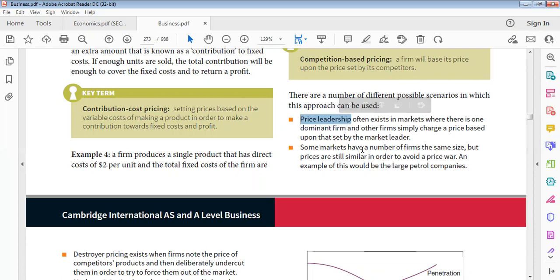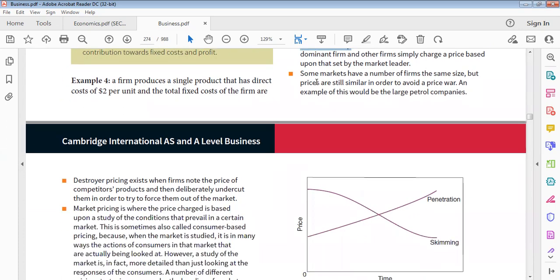So you're the big boss. That means whatever price you charge, other small firms are going to follow you, because no one can actually charge a different price than you, as you're the expert in this market. Some markets have a number of firms of the same size, but prices are still similar in order to avoid a price war. So maybe they're talking about oligopoly here. In oligopoly, they charge a similar price. Maybe they compete on quality. They want to make their product a bit different from the other product, but they really don't want to fight with the price because that's harmful for everyone in that market.